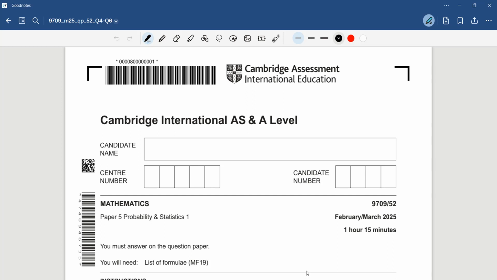Okay, so let's continue for Probability and Statistics 1, Paper 5, February/March 2025. Here we're going to look into question number 4 until question number 6.